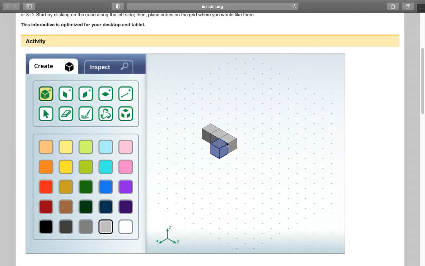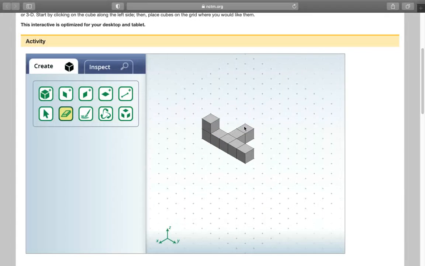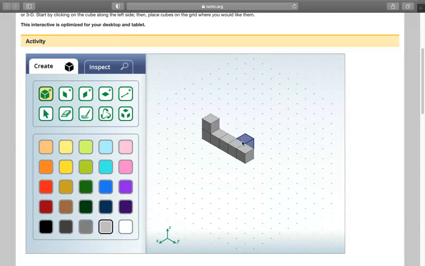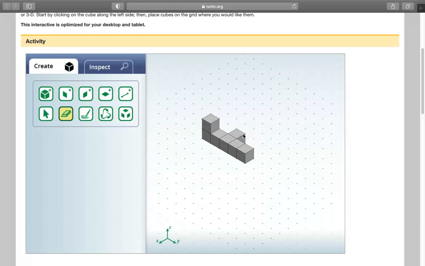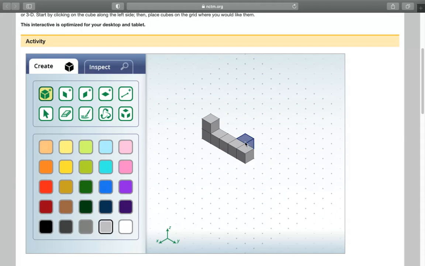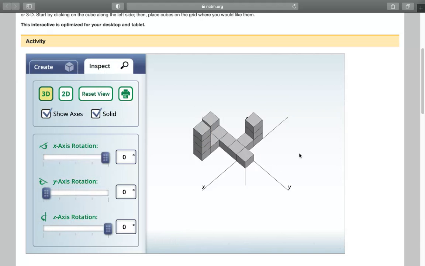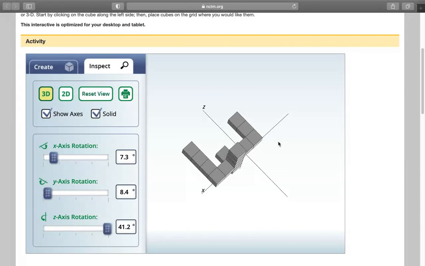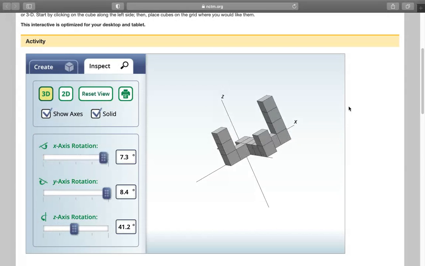So for number 4, we have a shape with 1, 2, 3, 4, 5 across, 2 up at this point. I'm sorry, that's wrong. Okay. At this point, we have 1 and 3 up this way. And at this point, we have 1 and 4 up this way. And that is our isometric drawing for that.